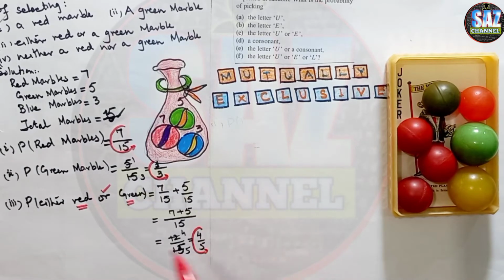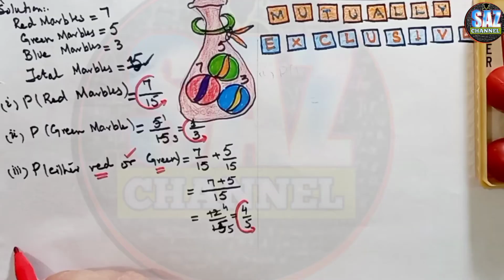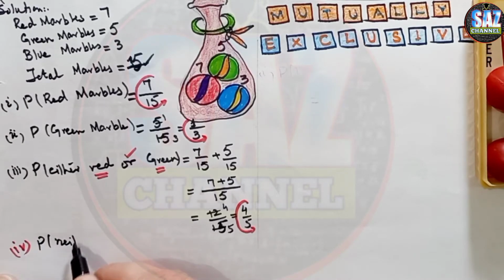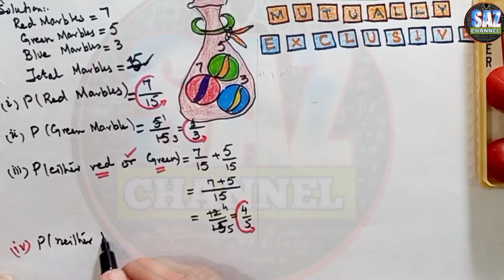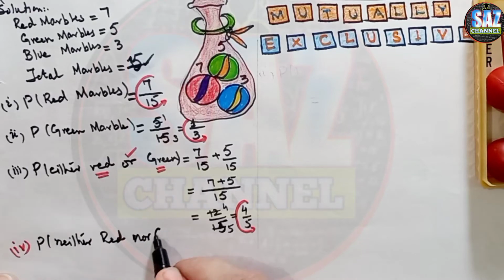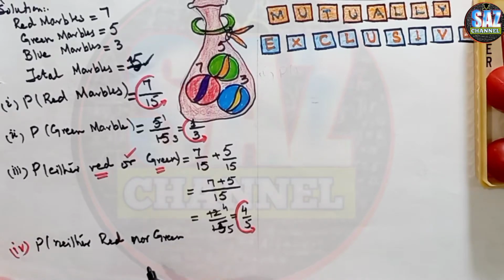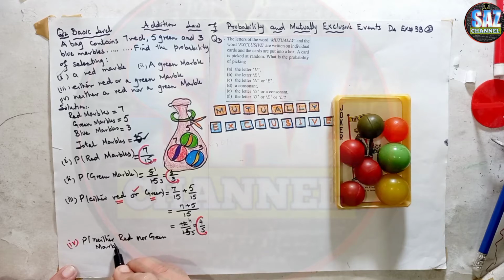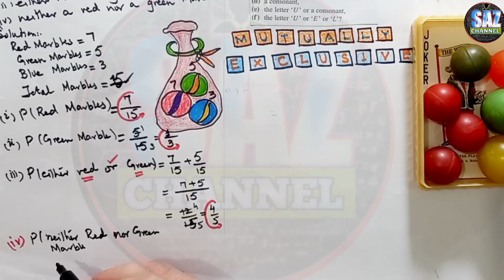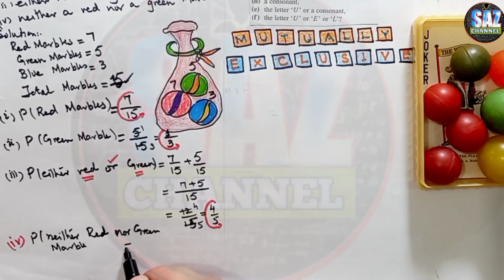And now moving to the last part, which is the probability of neither red nor green marble. So what is the use of blue marbles here? Neither red nor green means the blue marbles. He is indirectly asking for the blue marbles in this part.